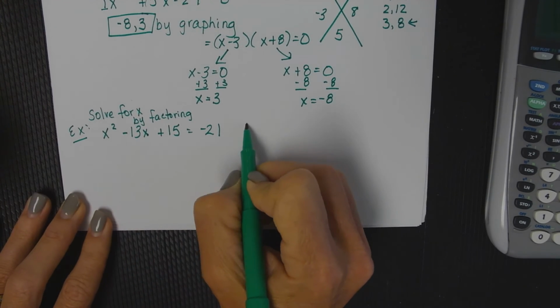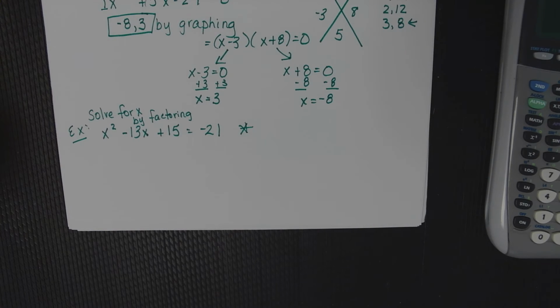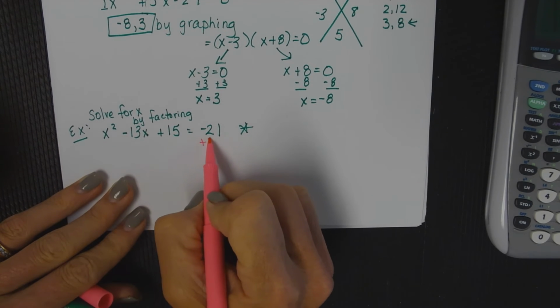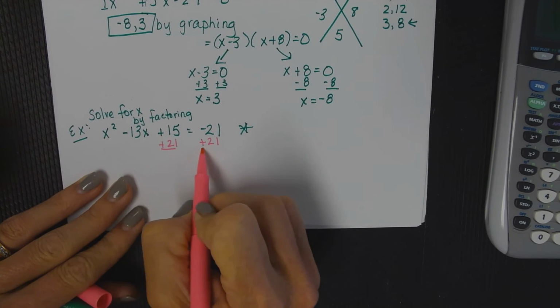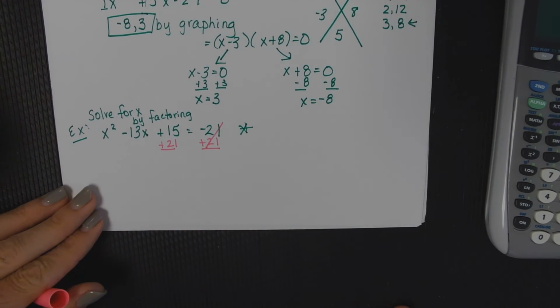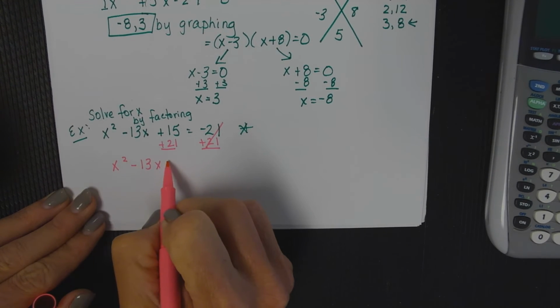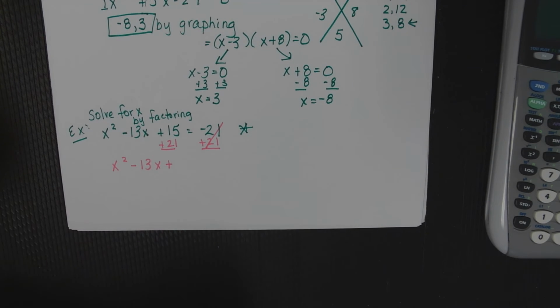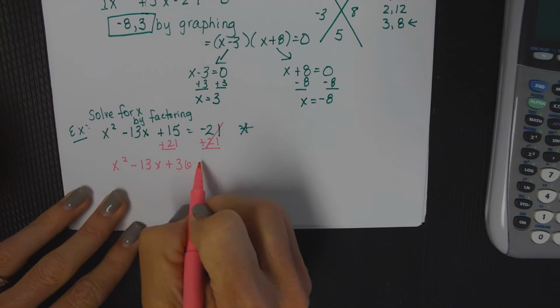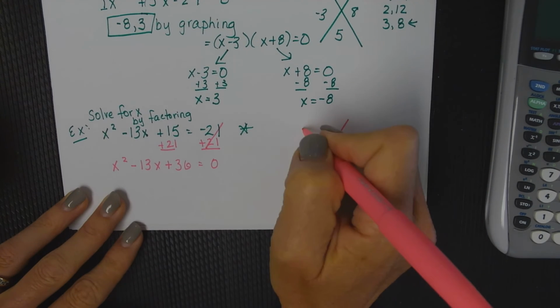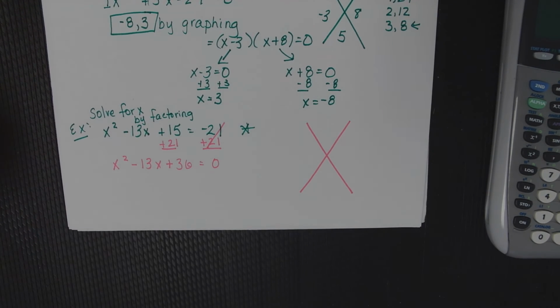What is wrong with this one though? It's not equal to 0. Nate, how do I make it equal to 0? If I want to move over the 21, what do I do? You add it. I'm going to add it because it's negative, right? So x squared minus 13x plus 15 and 21 is 36 equals 0. Now solve for x. This one's actually pretty easy.